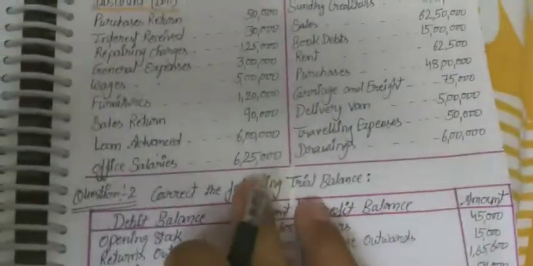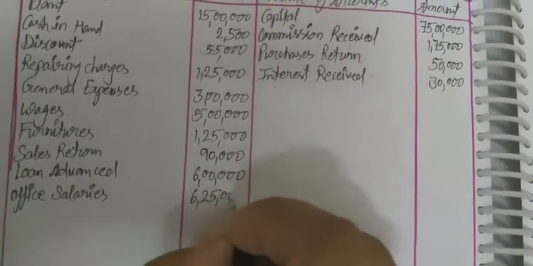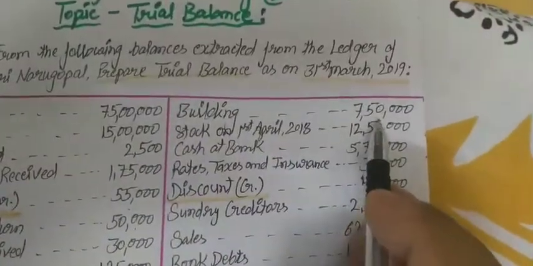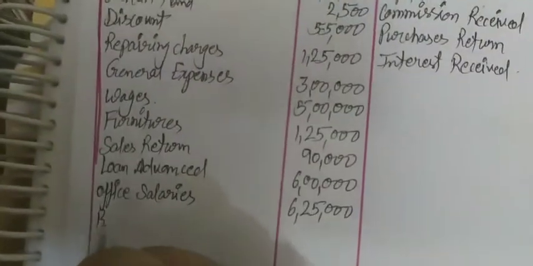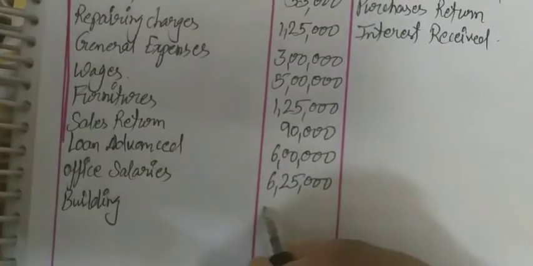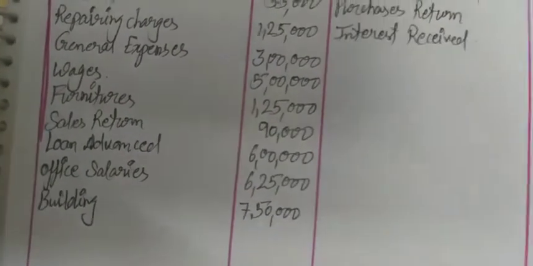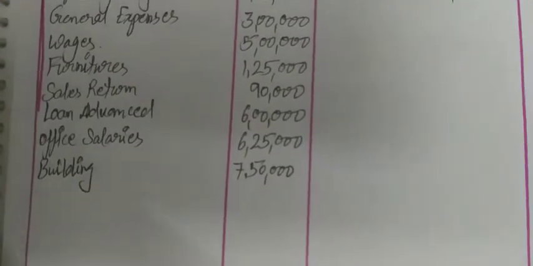Office salary 6,25,000, so it will show in debit side. After this, next one is building, 7,50,000 debit balance. So building 7,50,000 will come in debit side.